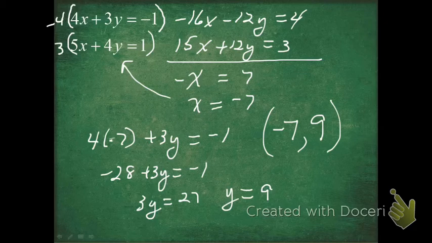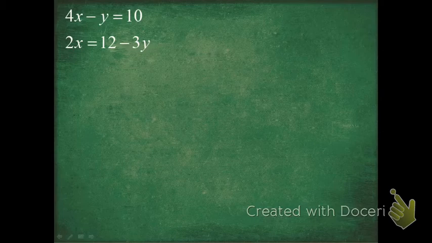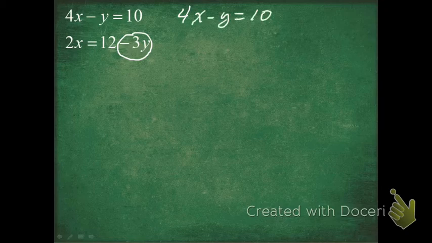Okay. Fourth example, here we have the situation where the equations are not in the same form. So we need to get them in the same form. So I want to get my x and y's on the same side. So I'm going to use this second equation. I'm going to add 3y to each side. So I'm going to leave the first equation alone. Adding 3y, now this equation looks like this. 2x plus 3y is equal to 12. Okay, so now I have them in the same form.